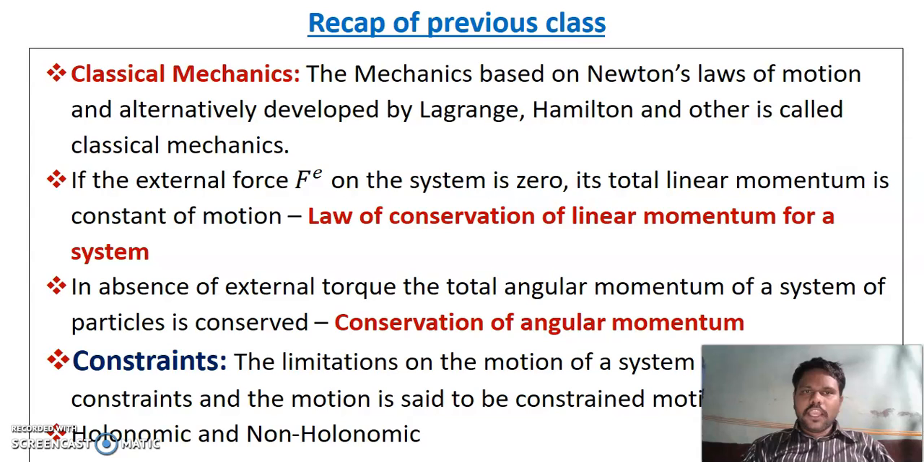The mechanics based on Newton's laws of motion and alternatively developed by Lagrangian, Hamilton and others is called classical mechanics. If the external force on the system is zero, then its total linear momentum is a constant of motion. In absence of external torque, the total angular momentum of a system of particles is conserved.